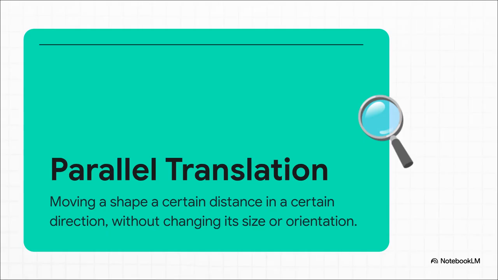Now, to really get this code, we need to understand a simple move. It's called a parallel translation, which sounds kind of fancy, but the idea is super simple. It just means sliding something around without turning it or changing its size. You know, like pushing a book across your desk. That's it. That's a parallel translation.